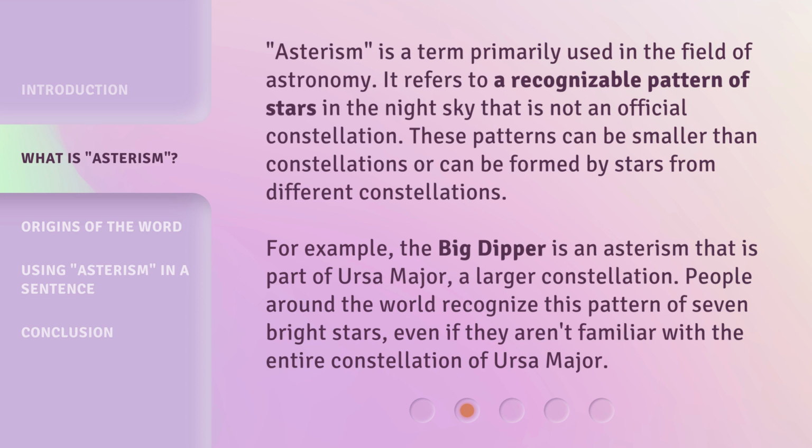For example, the Big Dipper is an asterism that is part of Ursa Major, a larger constellation. People around the world recognize this pattern of 7 bright stars, even if they aren't familiar with the entire constellation of Ursa Major.